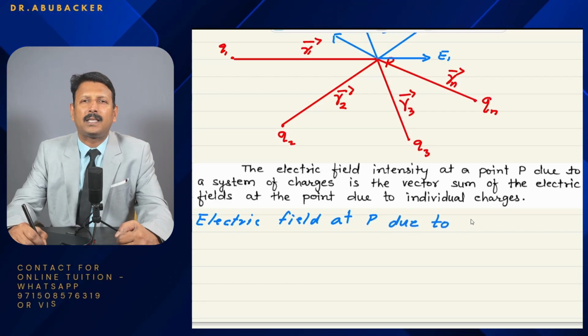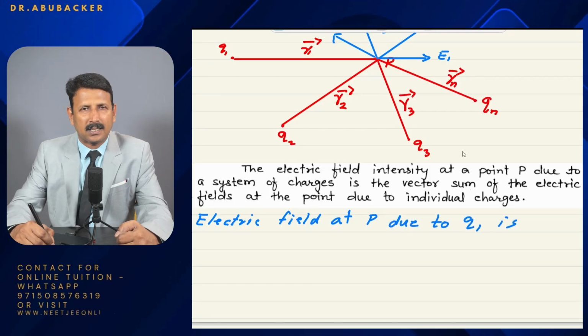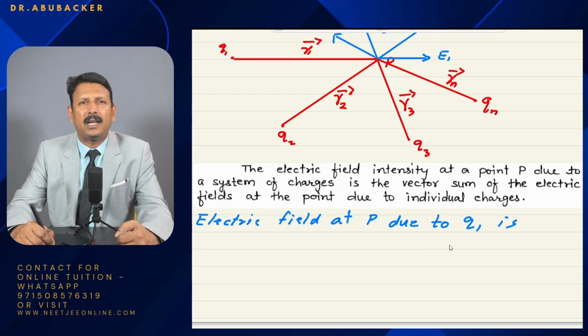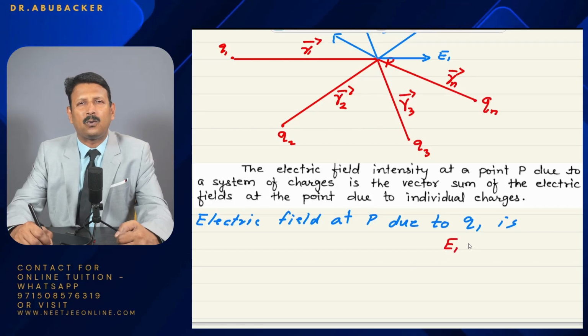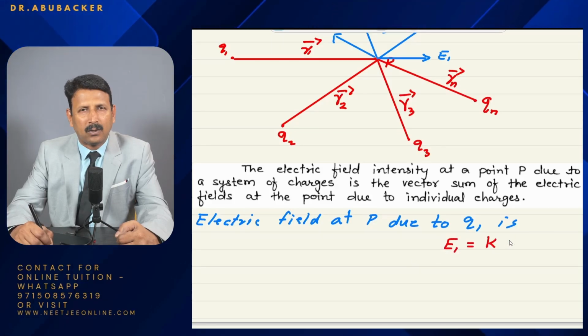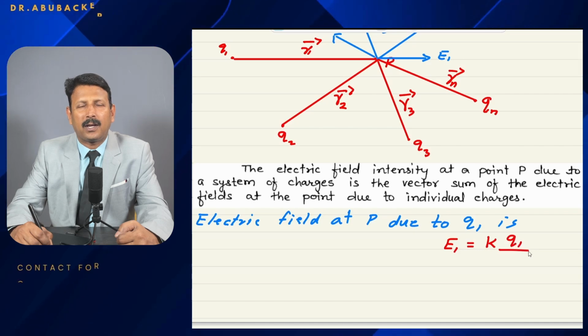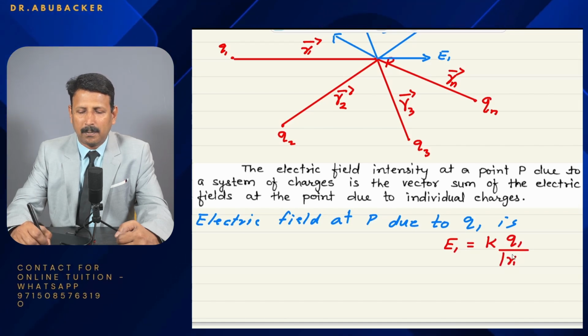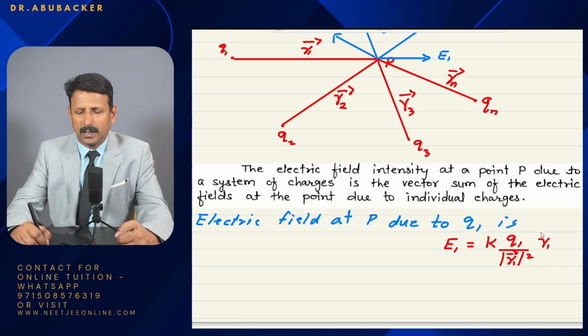If you want, you can write more steps, or if you want a shortcut, you can write only E1, E2, E3, etc. As this is a lesson explanation, let me write the electric field at point P due to Q1: E1 is equal to K, that is 1 by 4 pi epsilon 0, K Q1 by the modulus of position vector R1 square, times the unit vector R1 cap.